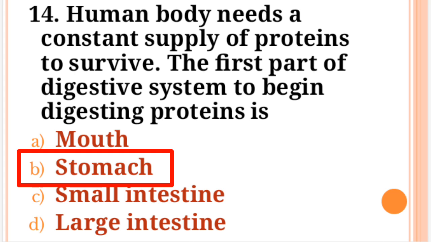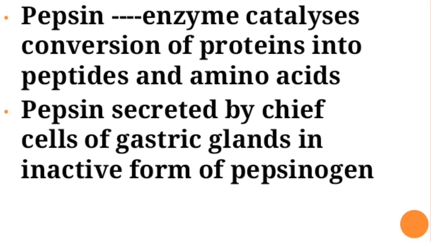Stomach. The process of digestion of protein first starts in the stomach by the proteolytic enzyme pepsin. Pepsin is an enzyme that catalyzes the conversion of proteins into peptides and amino acids. Pepsin is secreted by chief cells of gastric glands in the inactive form of pepsinogen.